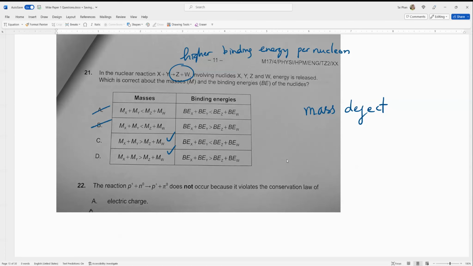Okay, and we will eliminate A and B. With the same number of nucleons, the binding energy per nucleon of the products is higher.